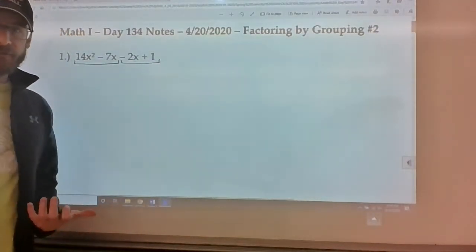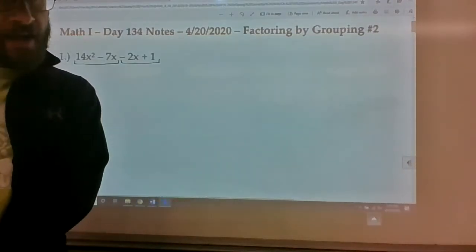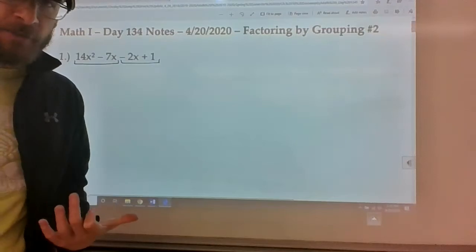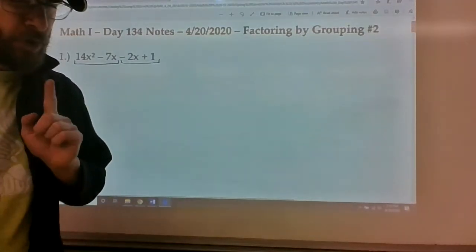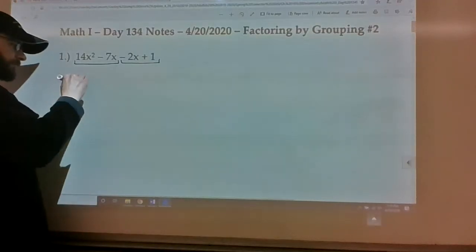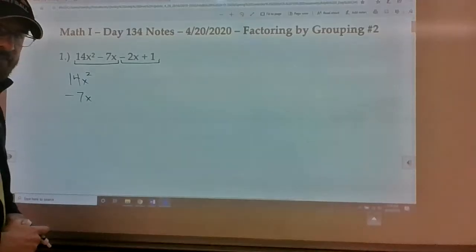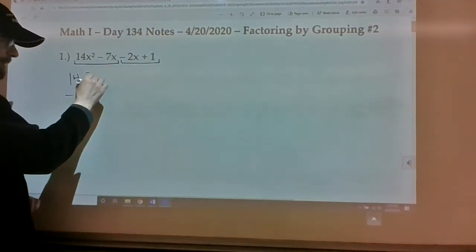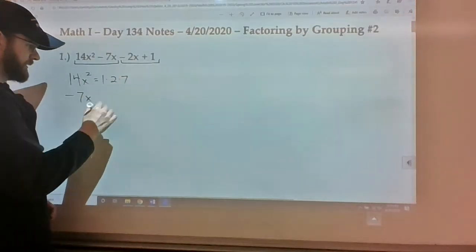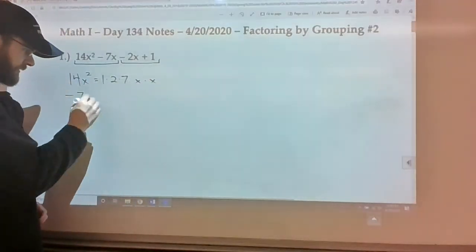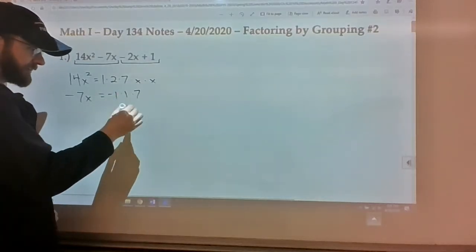So if you recall, factoring by grouping, you could do it using prime factorization. I gave you a quicker way at the tail end of the lesson. I'll do factor by grouping with prime factorization for this first example only. So you've got 14x squared minus 7x for my first group here. Very simple. You just take 14 and make it 2 times 7 times x times x. Negative 7x is negative 1 times 1 times 7 times x.